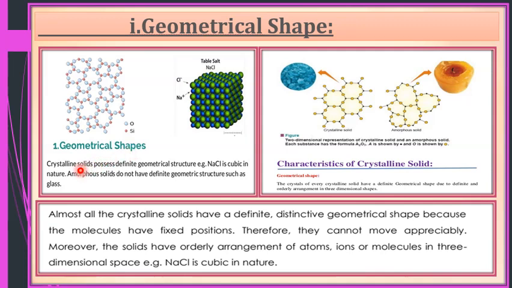The crystals of every crystalline solid have a definite geometrical shape due to a definite and orderly arrangement in three-dimensional space. That is a crystalline solid and that is an amorphous solid. Almost all crystalline solids have a definite, distinctive geometrical shape because the molecules have fixed positions. Therefore, they cannot move appreciably. Moreover, the solids have an orderly arrangement of atoms, ions or molecules in three-dimensional space. For example, sodium chloride is cubic in nature.